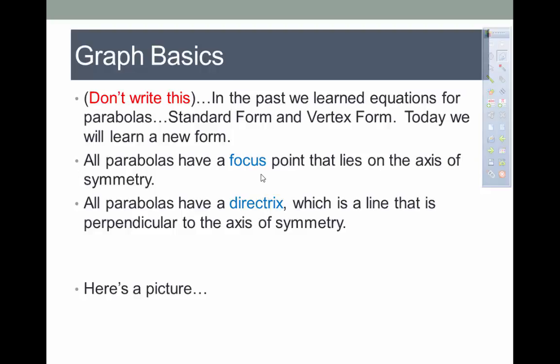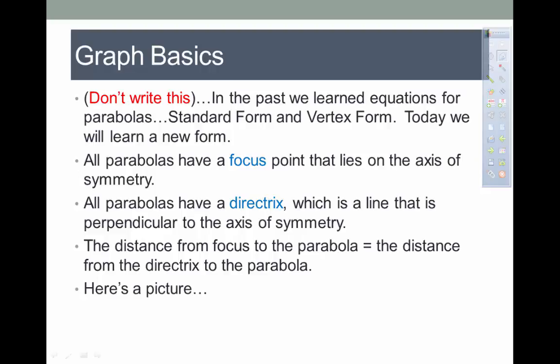Always. And the directrix is always a line that's perpendicular to the axis of symmetry, and it's always kind of below the parabola, unless the parabola is opening down, and then it's above it. But you'll get the idea.